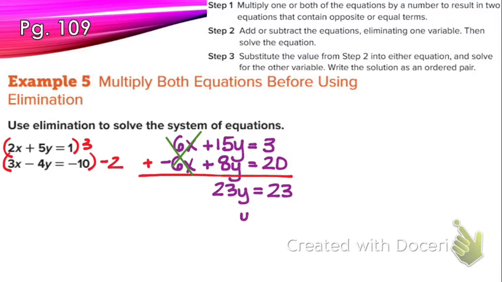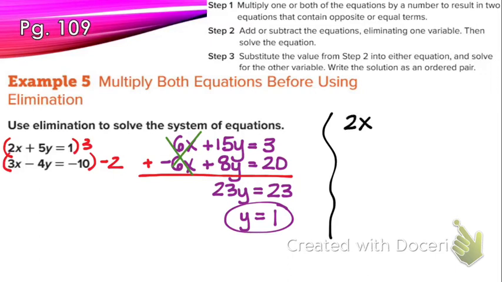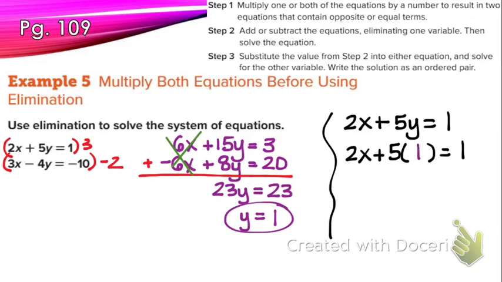So you should get y equals 1. Who got y equals 1? Okay, good. So now we're going to find x. You can use equation 1 or 2 to find x, but I will probably use equation 1. So let's go ahead and find x. To find x, I'm going to take equation 1, and then instead of y, because I just solved for y, I know y is 1, put a 1 right there. And solve that for x.